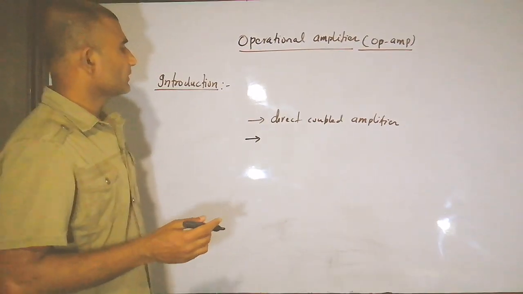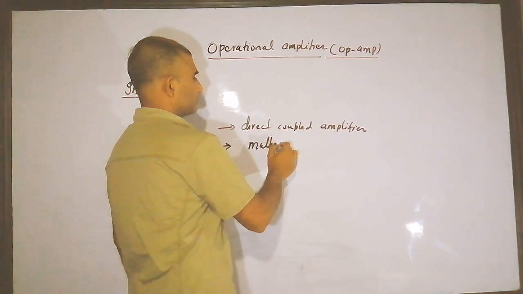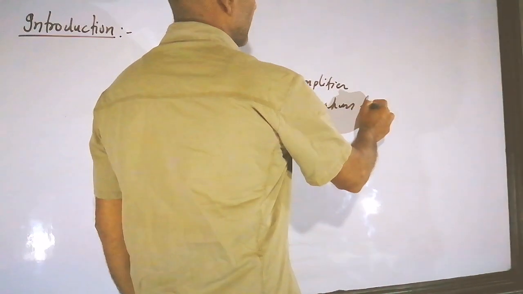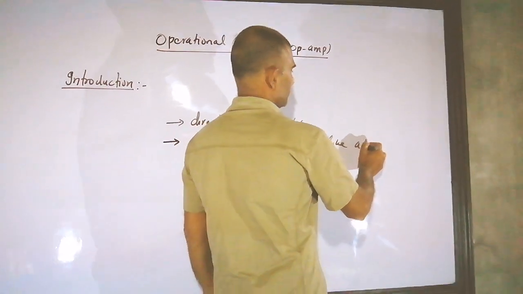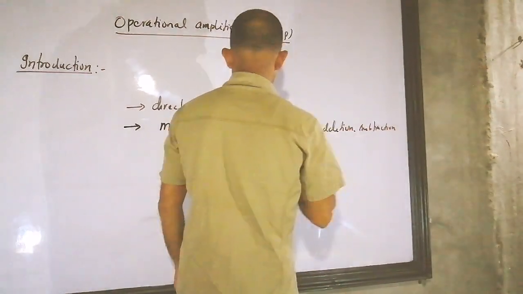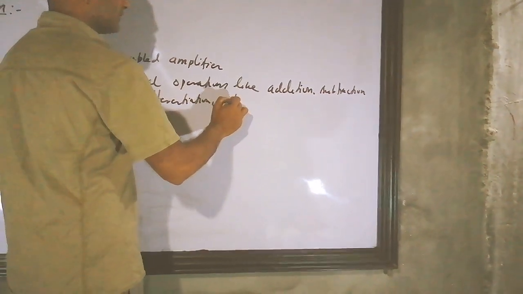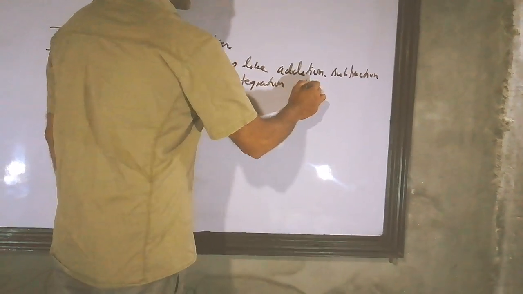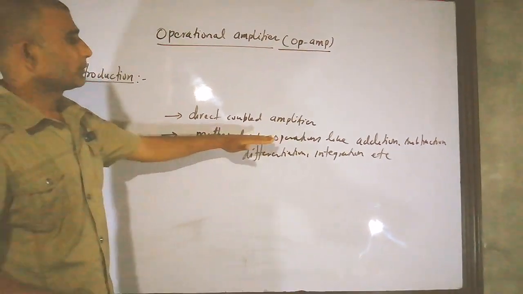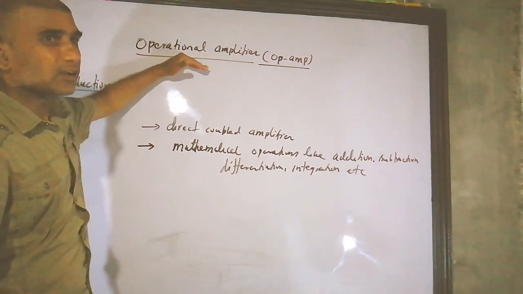This name comes from the fact that it can do mathematical operations like addition, subtraction, differentiation, integration, etc. In the beginning it was made to perform mathematical operations like addition, subtraction, differentiation, integration, and so its name came: the operational amplifier.